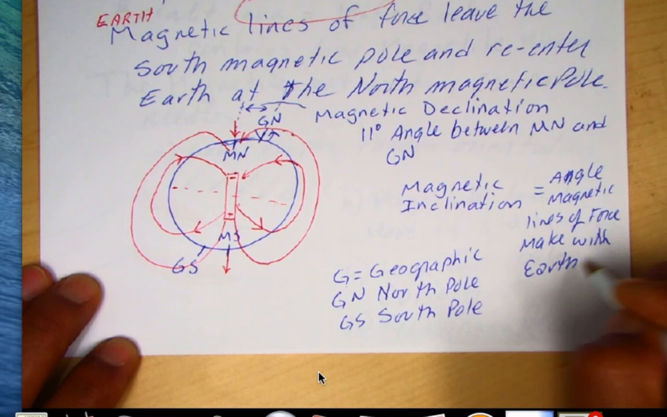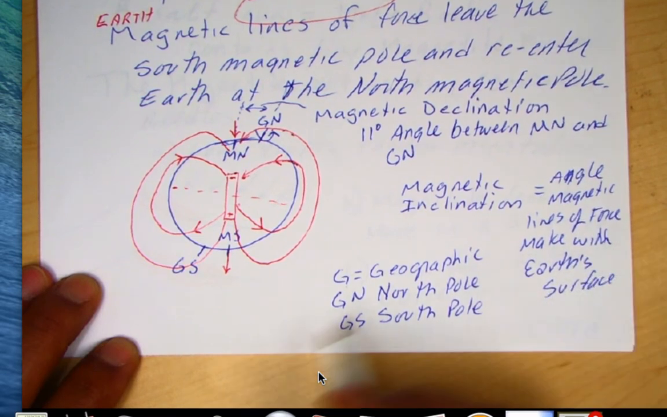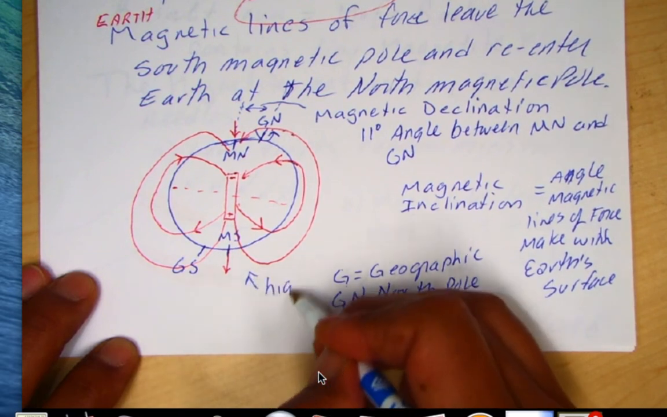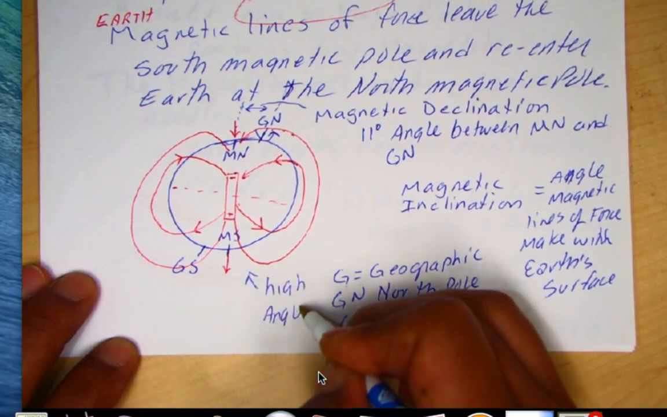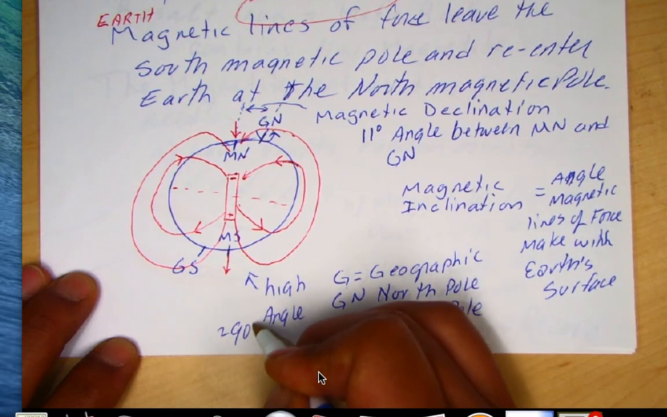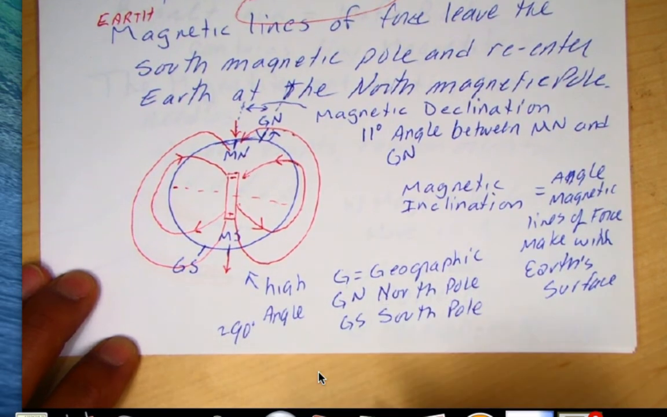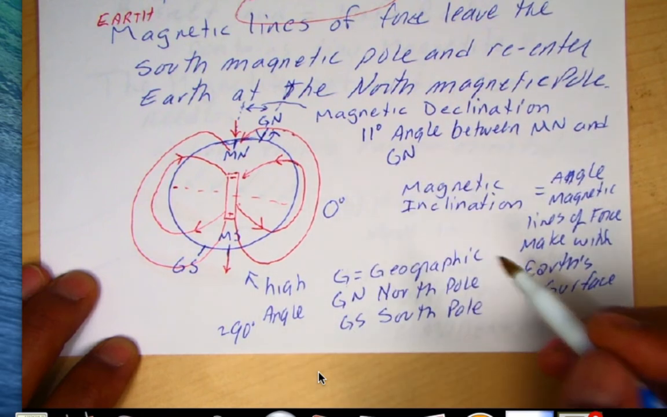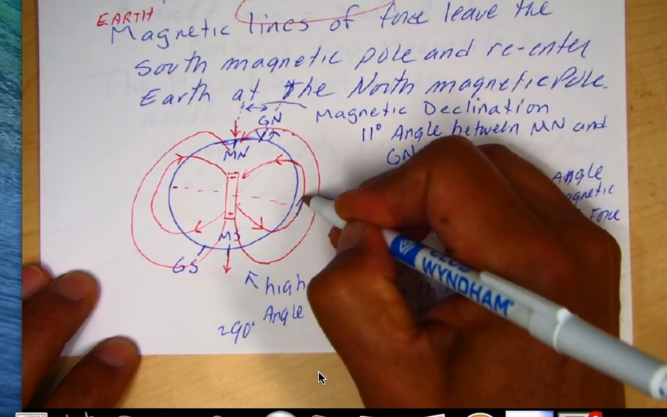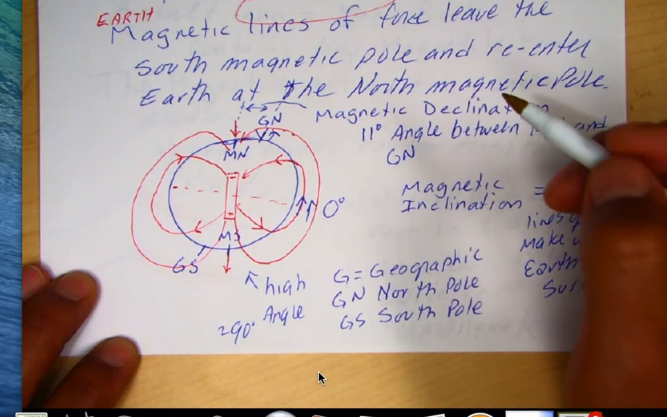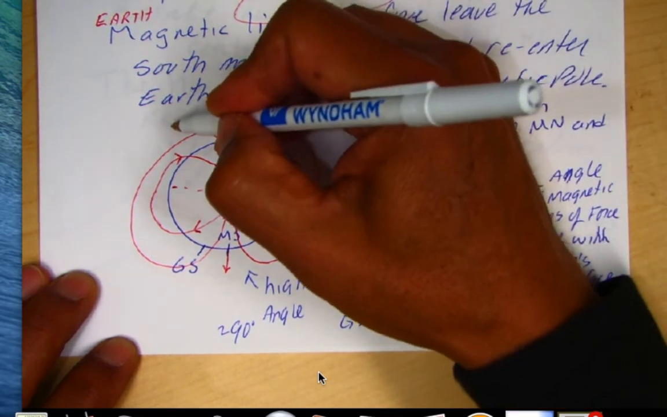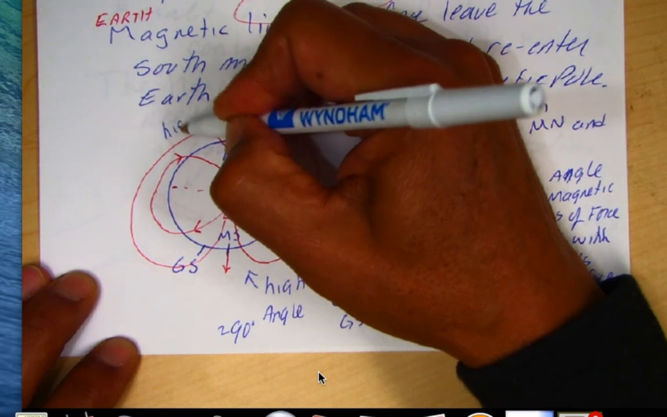And so you'll see that this varies in different parts. Over here at the poles, this is a high angle, close to 90 degrees. We know that at the equator, this is 0 degrees, because the lines of force are parallel to Earth's surface. And then up here again at high latitudes, there's another high angle.